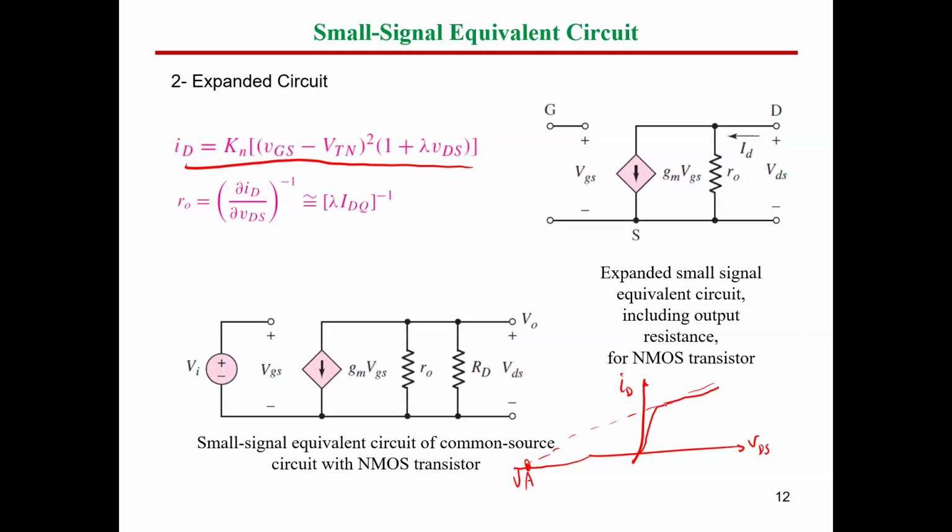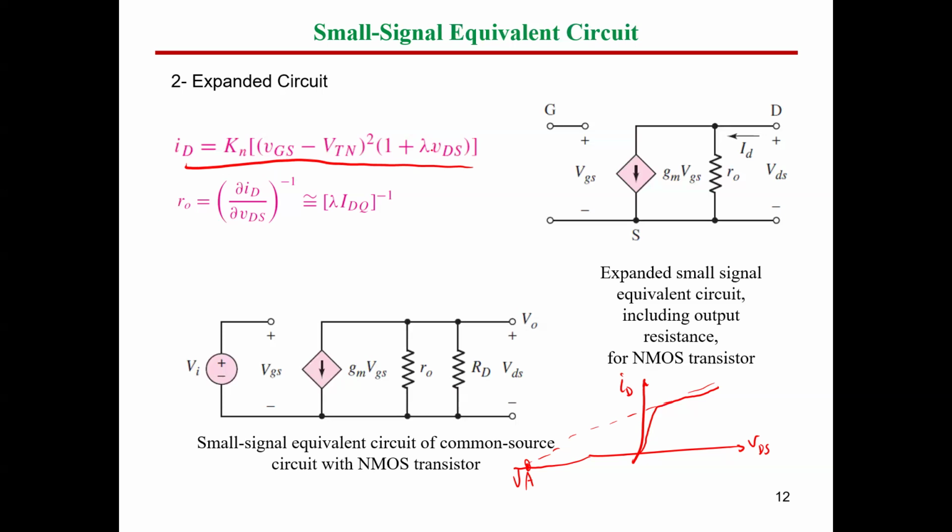So it has a certain slope. And we mentioned that this slope depends on a value called lambda. And this is the relation: it was 1 plus lambda VDS. So if you would like to get the exact relation, what should we do now? I'd like to get the value of the output resistance.